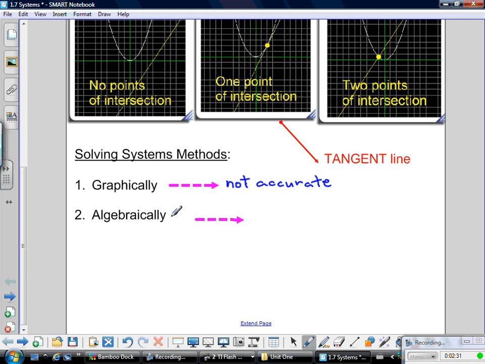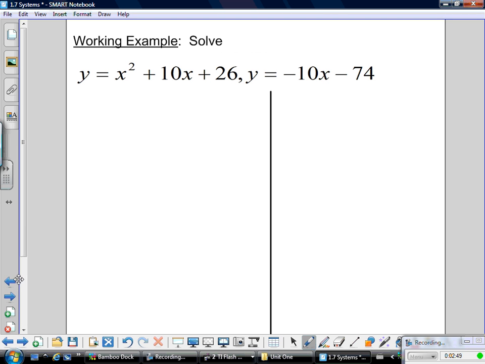Now, algebraically is much more accurate. Some of the issues with it, however, are you could make some errors because of the algebra involved. So let's take a look at what we're going to look at.